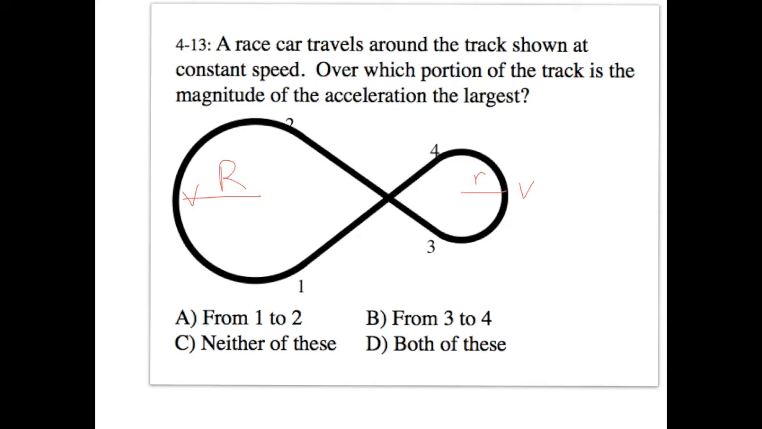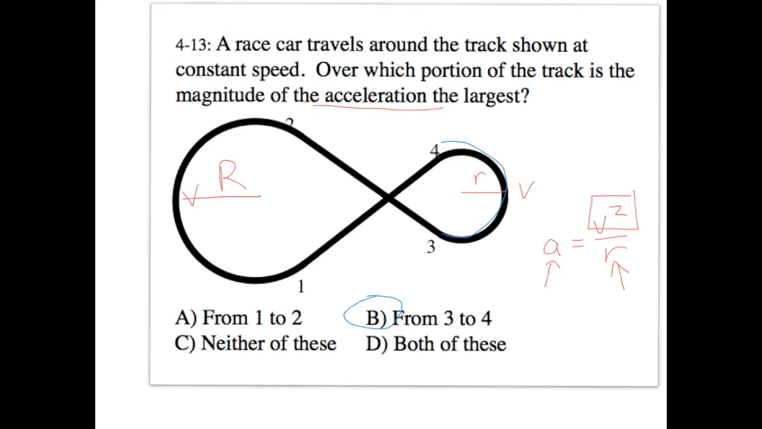So if I think about acceleration, because the question is when is the acceleration the largest, a equals v squared over r, correct? So if a is v squared over r and v is the same for both of them, this part's staying the same, so whichever one has the smaller radius is going to end up with a higher acceleration. So the smaller radius would be this position here from 3 to 4. And so that's going to be my answer, from 3 to 4, which would be letter B.